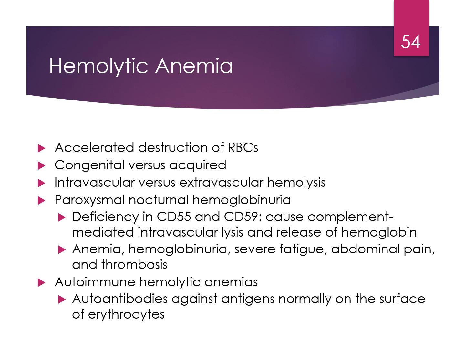Now, when we're talking about autoimmune hemolytic anemias, we're talking about autoantibodies against the antigens that are normally on the surface of the erythrocytes. Okay, so you're talking about one which is paroxysmal nocturnal hemoglobinuria, and then you have the autoimmune hemolytic anemia.